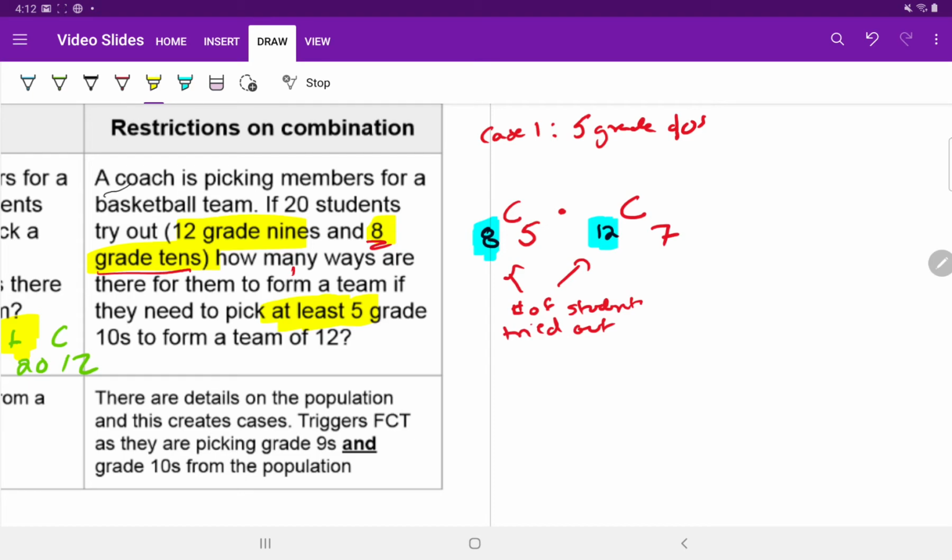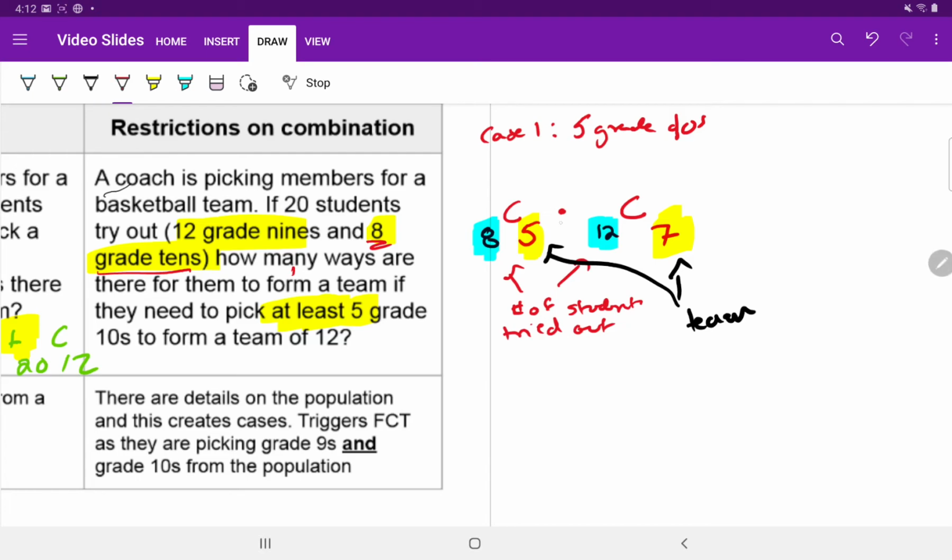The 5 and the 7 are how many we're picking for the team. So that right there, this is the team. And you'll notice 5 plus 7 is how many students we can take for our team, how many players we can take for our team.